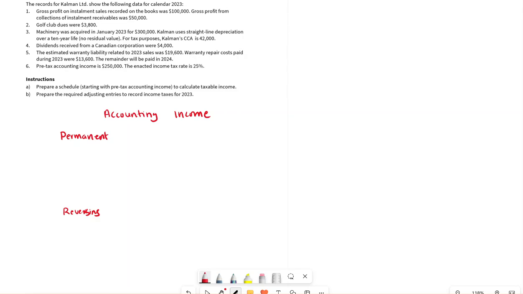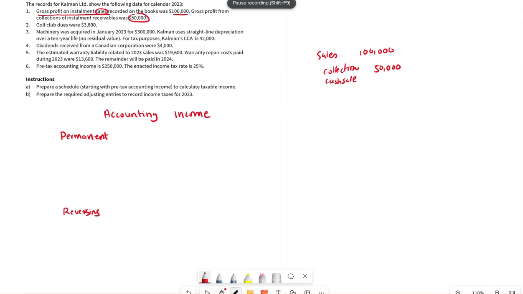When you have a gross profit on installment sale, we only pay taxes on the cash. So of course, the gross profit on installment sales recorded on the books was 100,000. Our collection was 50,000. So we only collected 50,000. If you have a sale of $100,000, my collection means my cash sales, and my cash sales are only 50,000.